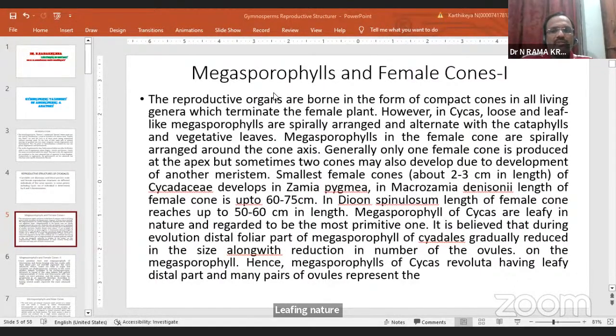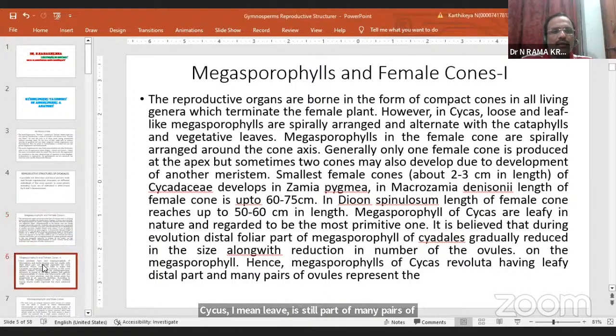The megasporophylls of Cycas are leafy in nature. They are believed to be the most primitive; during evolution, the megasporophylls of Cycadales gradually reduced in size, along with a reduction in the number of ovules on the megasporophylls. Hence the megasporophylls of Cycas have a leaf with many pairs of ovules.